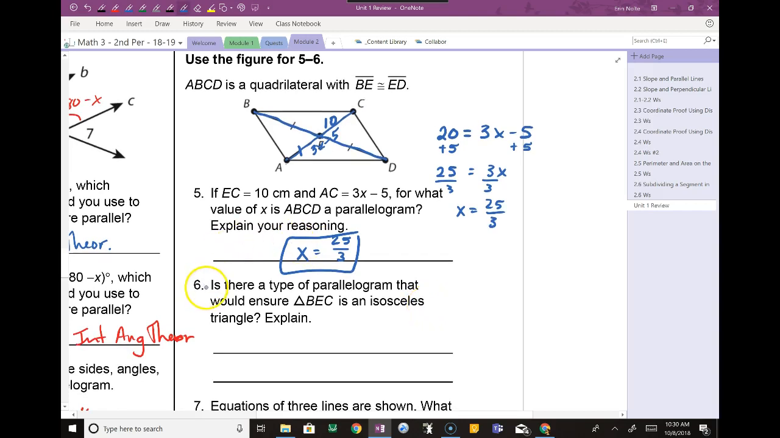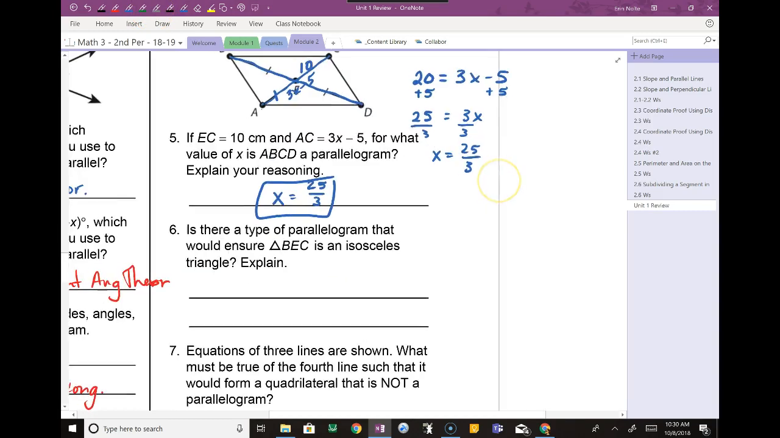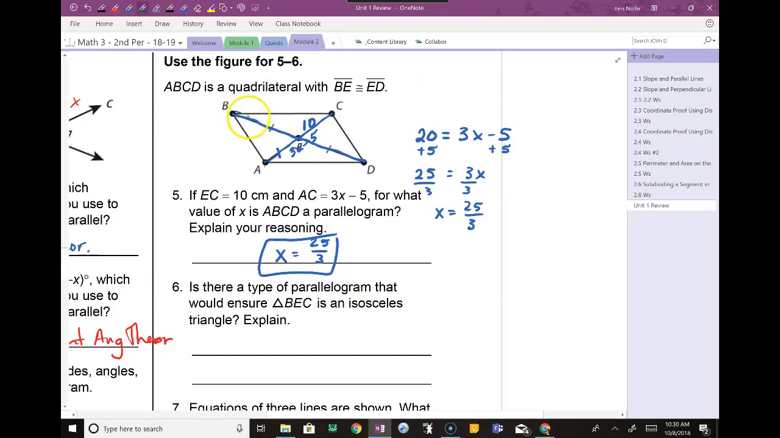So now question number 6. So 6 is using the same quadrilateral. Is there a type of parallelogram that would ensure that the triangle BEC, so that's this triangle right here, is an isosceles triangle? Oops, excuse me, not angle, triangle. So how could we make sure that this is an isosceles?